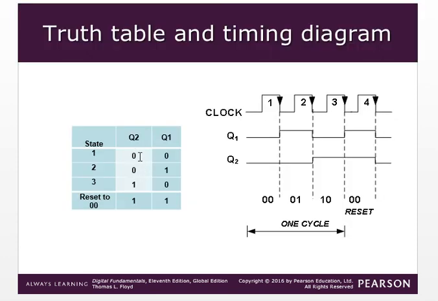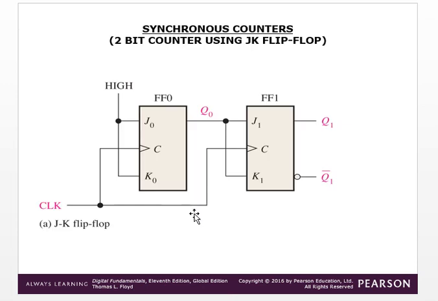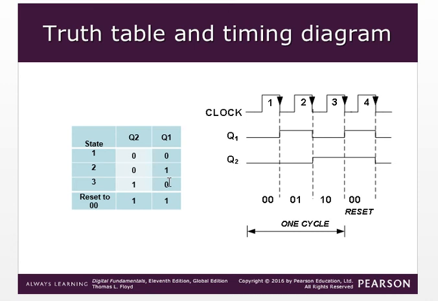See 0 0. Not this, this is 0 1, because the input is 1 1. So each time toggling, but the second one toggles only every 2 times. 0 0 means no change. Now again go here. Now the second clock pulse comes, again toggling, so this 0 will become 1. Now this becomes 1 1. See the table here.